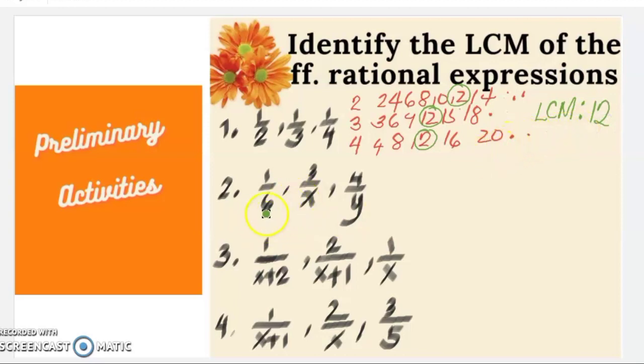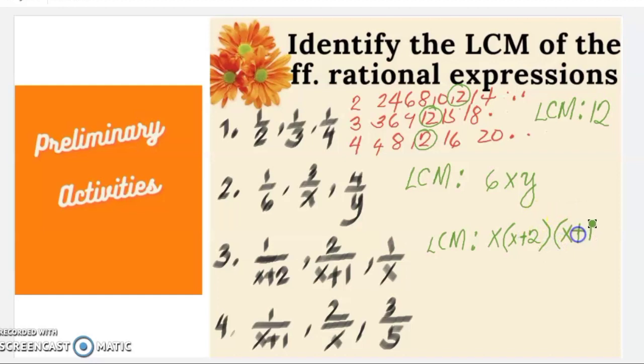Okay, next. What about when there are numbers and letters? It's easy. For the LCM, you just multiply all of them. So, we have 6xy. That is the LCM. Number 3, the LCM. As you can see, we can't form a common multiple of these, so all you have to do is to multiply all of them. So, x times x plus 2 times x plus 1.